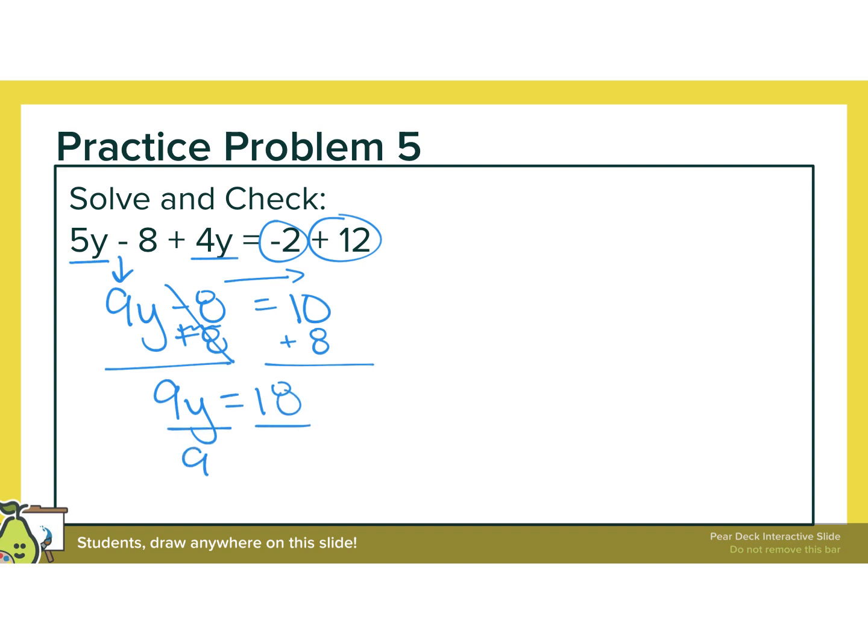Finally, isolate this variable by doing the opposite of multiplication, which is division. And again, 2's been the magic number in this lesson. I think y is 2.